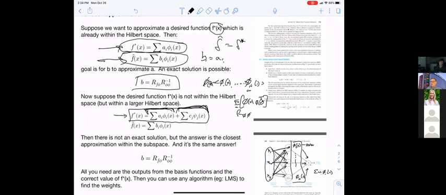It could be the noise components. It could be all sorts of things that we just don't have access to. And our goal, again, is to approximate it within our Hilbert space of functions, right? So for instance, this might be a finite number of those, but there could be an infinite number of these things.